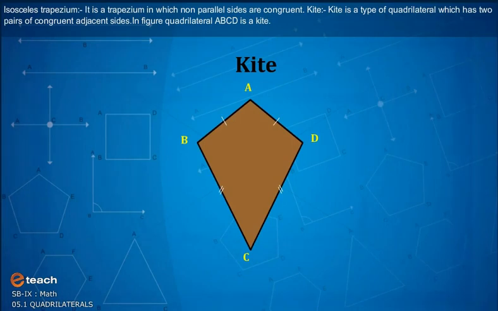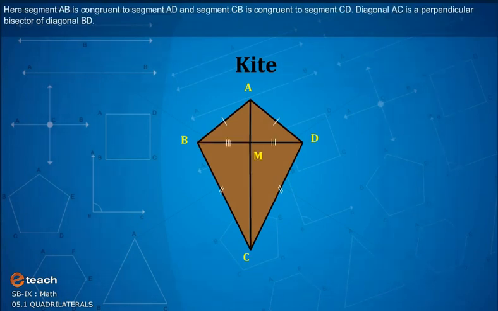Kite. A kite is a type of quadrilateral which has two pairs of congruent adjacent sides. In the figure, quadrilateral ABCD is a kite. Here, segment AB is congruent to segment AD and segment CB is congruent to segment CD. Diagonal AC is a perpendicular bisector of diagonal BD.